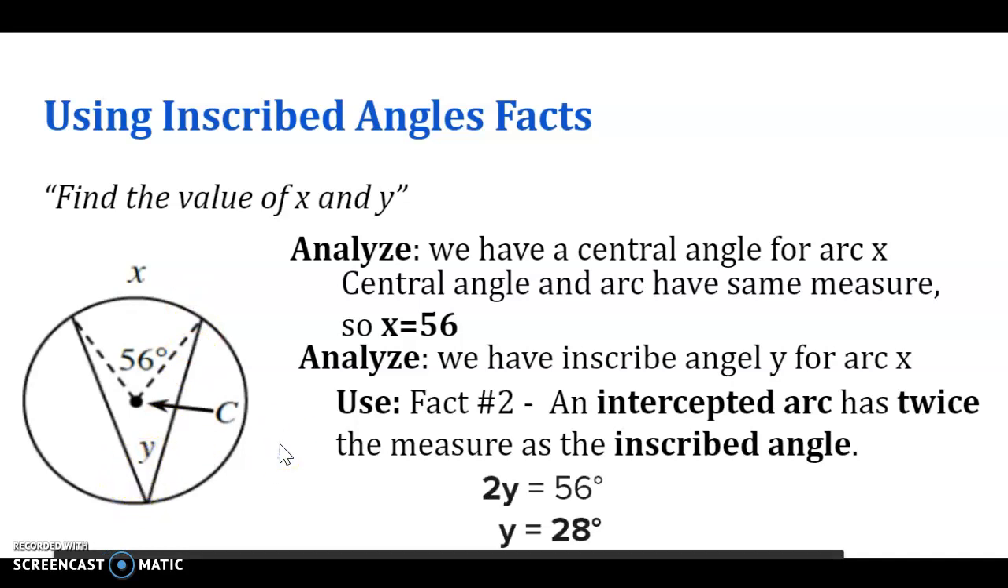So if x is 56, then 2y is going to be 56. So y is 28.